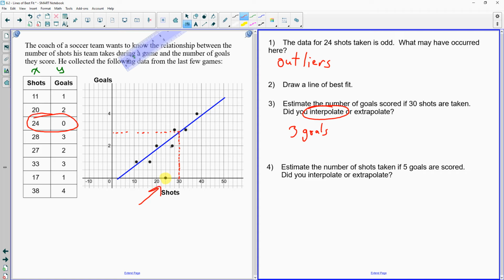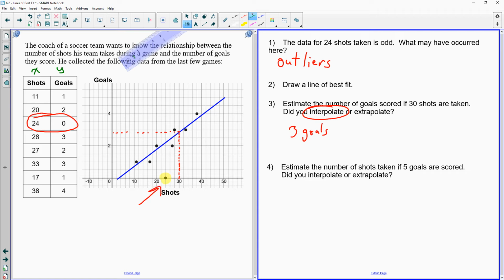From 30 shots, I have games where I took less than 30 shots. I have games where I took more than 30 shots. So I'm inside my data set. So I'm choosing a point inside that cloud, inside the line, in order to make my estimation. So this is interpolation.